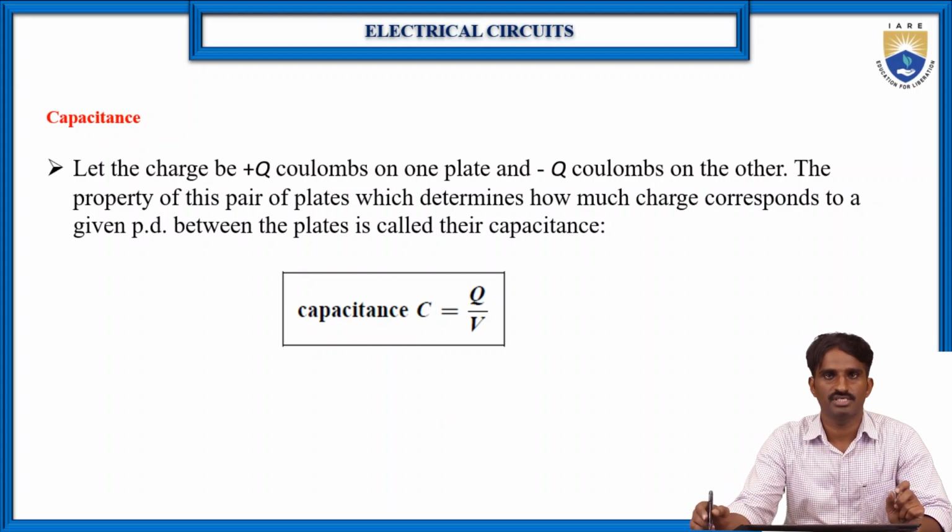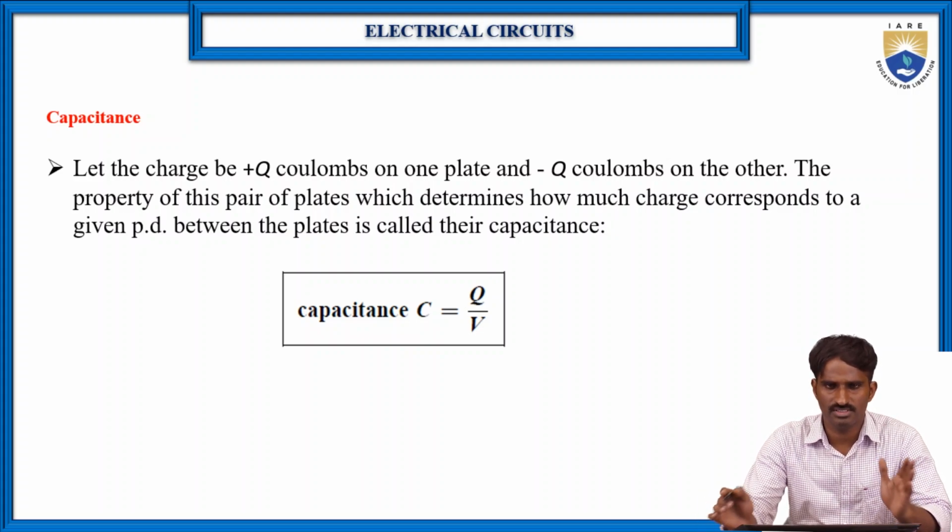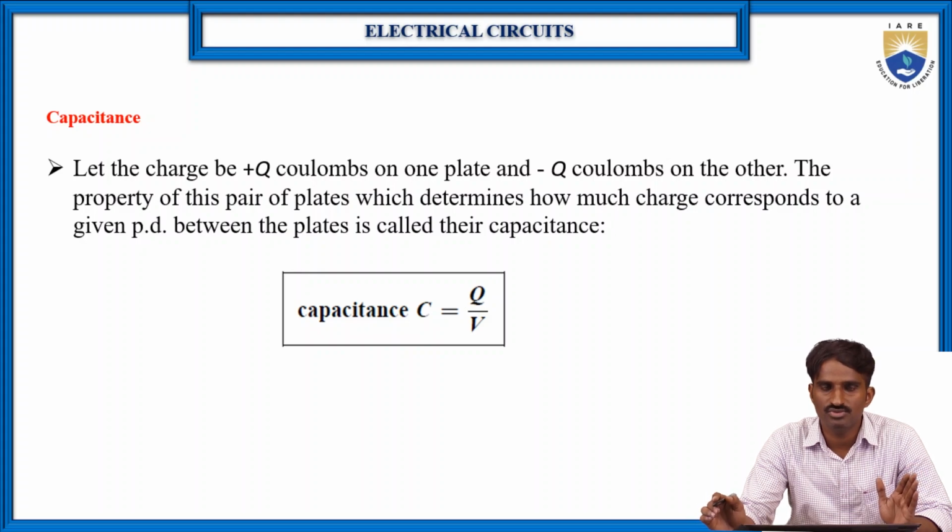Then coming to the capacitance, what is capacitance? Let the charge be positive Q coulombs on one plate, same as the previous case that we considered, and negative Q coulombs on the other. Then the property of this pair of plates which determines how much charge corresponds to the given potential difference between the plates is called the capacitance.